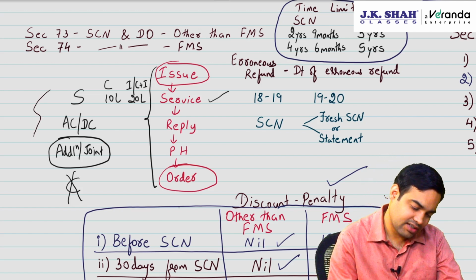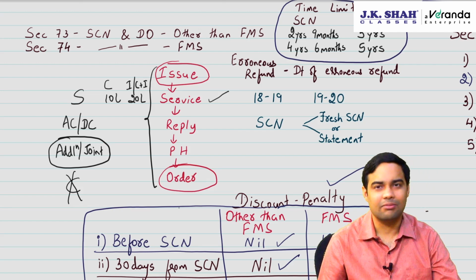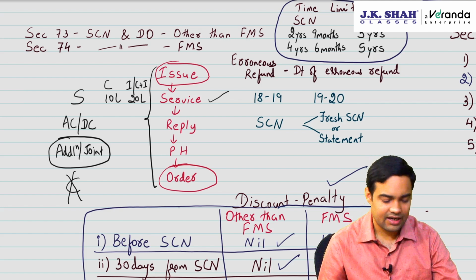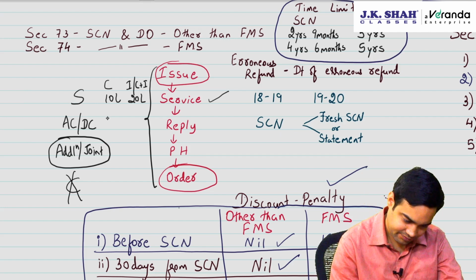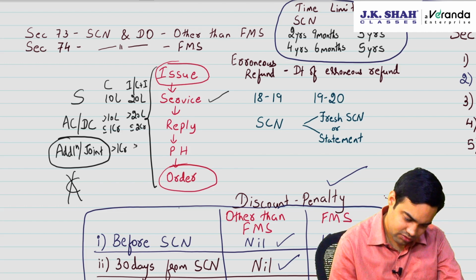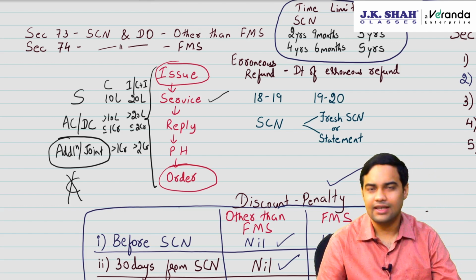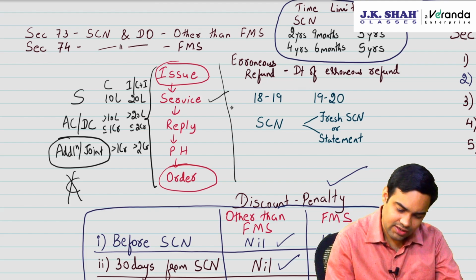Then you remember that there are limits for superintendent up to 20 lakh, for ACDC more than 10 lakh up to 1 crore, and here it is more than 10 lakh up to 1 crore, and here it is more than 20 lakh up to 2 crore, and here more than 1 crore, here more than 2 crore. Commissioner cannot issue a notice. Then the process you very well know.